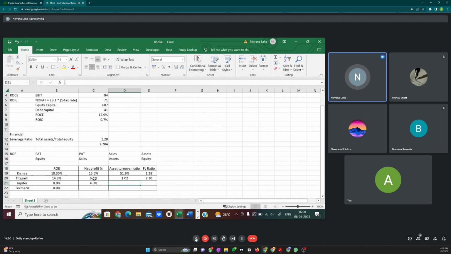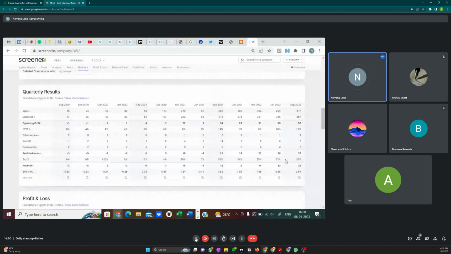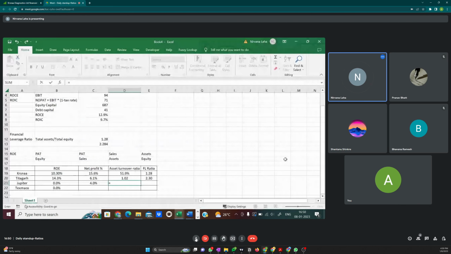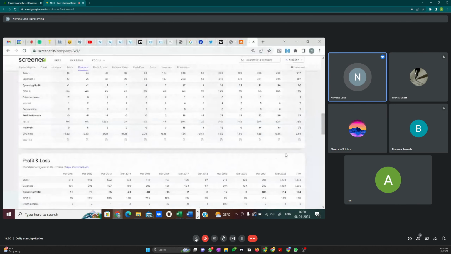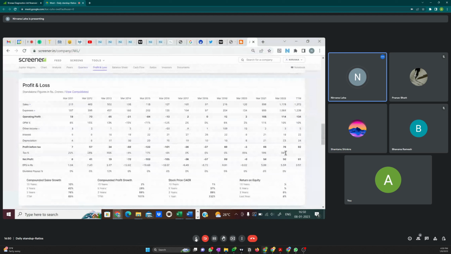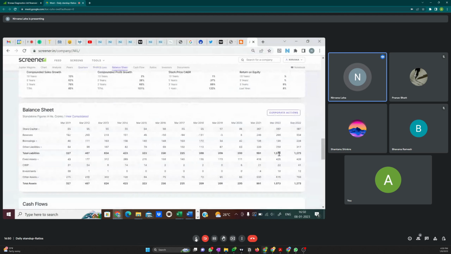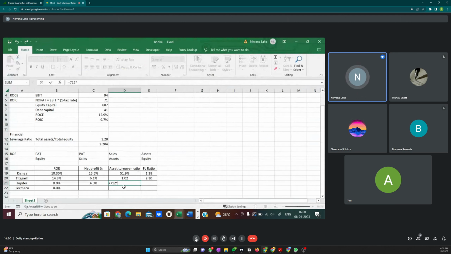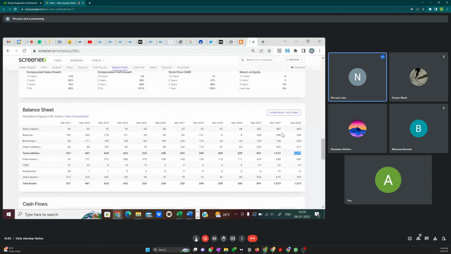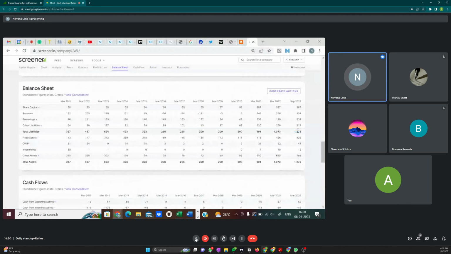Let's see how it's doing in asset turns. Sales again will be 712 into 2 divided by 1273, right? Here it is doing slightly better than Titagarh. Now let's see financial leverage.